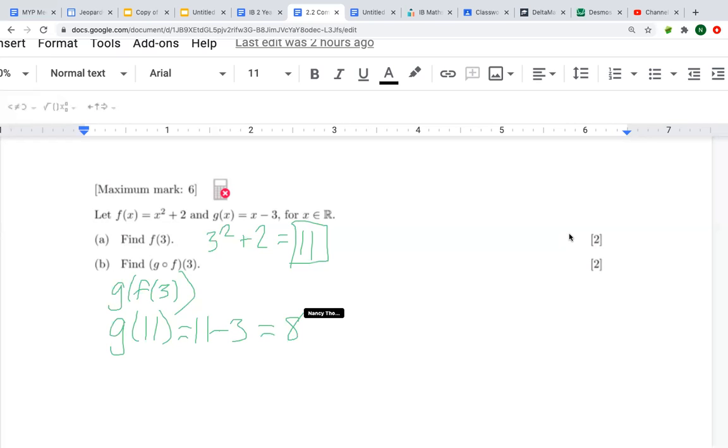Or you could have figured out what g of f of x is and shown that that would be x squared plus 2 minus 3, which is the same thing as x squared minus 1.